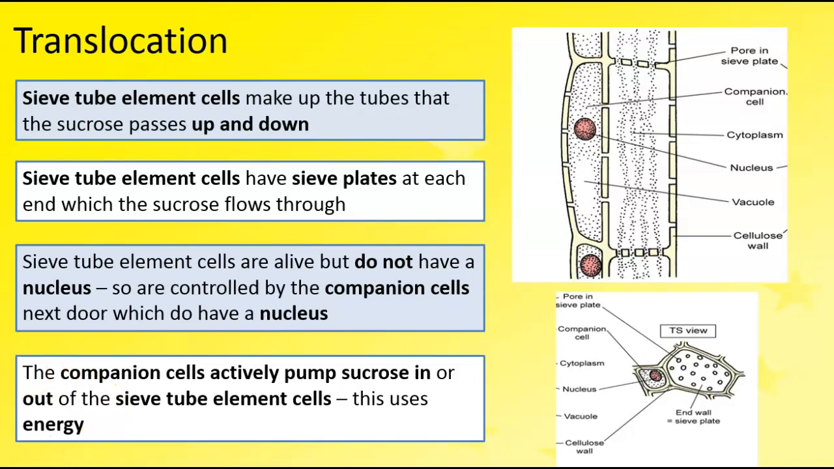What the companion cells also do is they actively pump the sucrose in or out of the sieve tube element cells. And because they're actively pumping it, whenever we use the word active in biology, it means that we're using energy. So companion cells will pump sucrose into those sieve tube elements, and then the sucrose will flow either up the stem or down the stem. It depends where that sucrose is needed. And again, that's different to the xylem vessels. We know that water can only go up in xylem vessels. Sucrose can go up and down inside sieve tube elements.